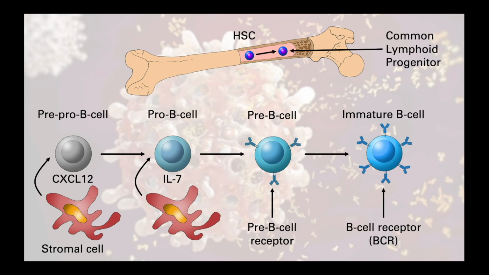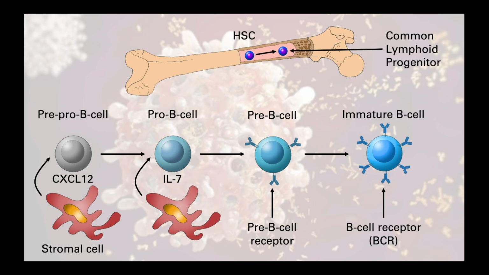B cells develop and mature in the bone marrow in humans. The bone marrow has a series of niches where the hematopoietic stem cells reside, and these can interact with bone marrow stromal cells, and the common lymphoid progenitors that then go on to become B lymphocytes are heavily influenced by the chemokine CXCL12 and interleukin 7 as they move from a pre-pro B cell to an immature B cell. And these cytokines and chemokines increase the cell survival, enhance proliferation, as well as drive the rearrangement of genetic material to create a diverse range of B cell receptors.